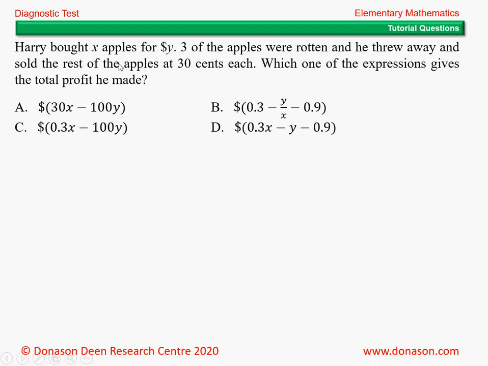Harry bought X apples for Y dollars, and 3 of the apples were rotten, and he threw them away and sold the rest of the apples at 30 cents each. Which of the expressions gives the total profit he made? So let's start from there.